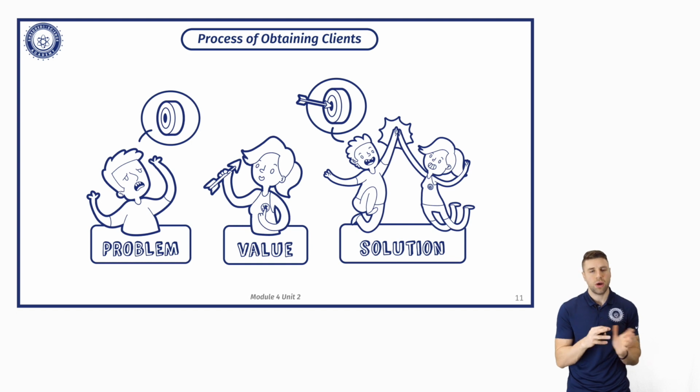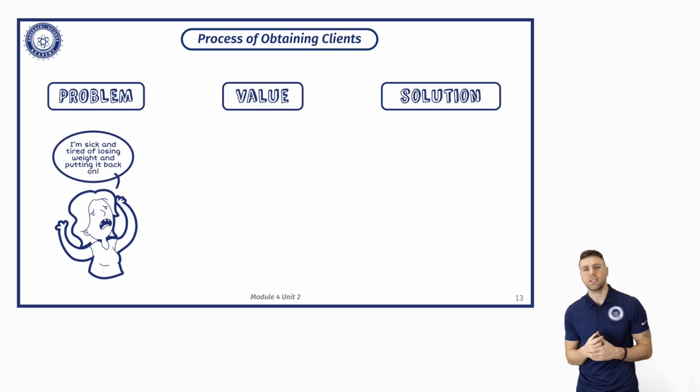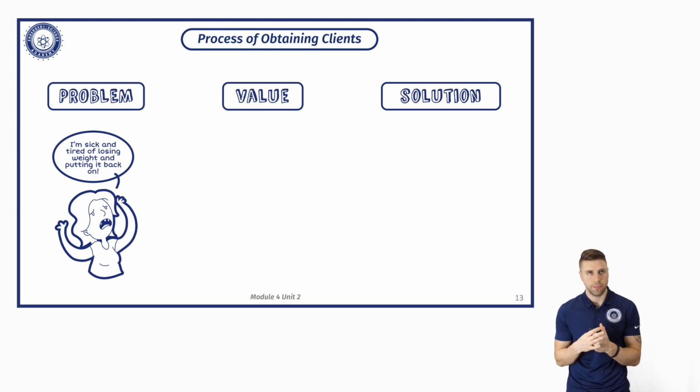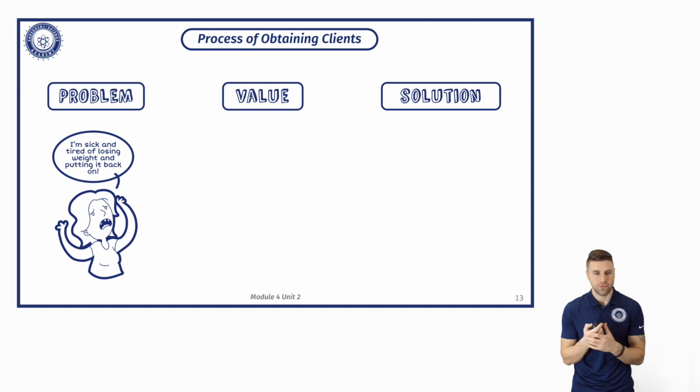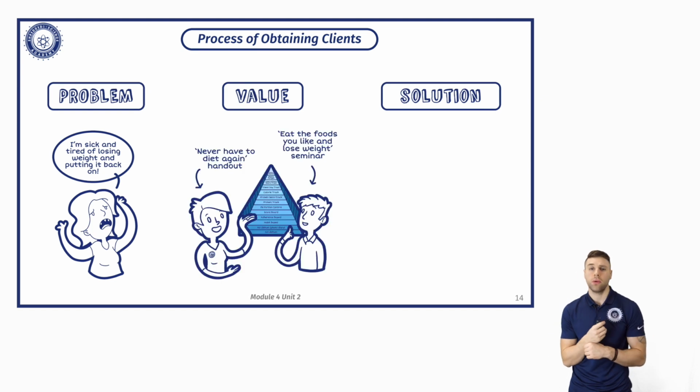So when it comes to the process of obtaining clients, and we saw this in the previous unit, it all starts off with a problem, providing value to that target audience, that avatar, and then having that solution which is monetized. So here's an example of a common problem, value and solution in a gym floor setting. I'm sick and tired of losing weight and putting it back on. Again, we hear that not only on the gym floor, but in our day-to-day life, whether it's from family and friends. So what can we do from an offline gym floor approach?